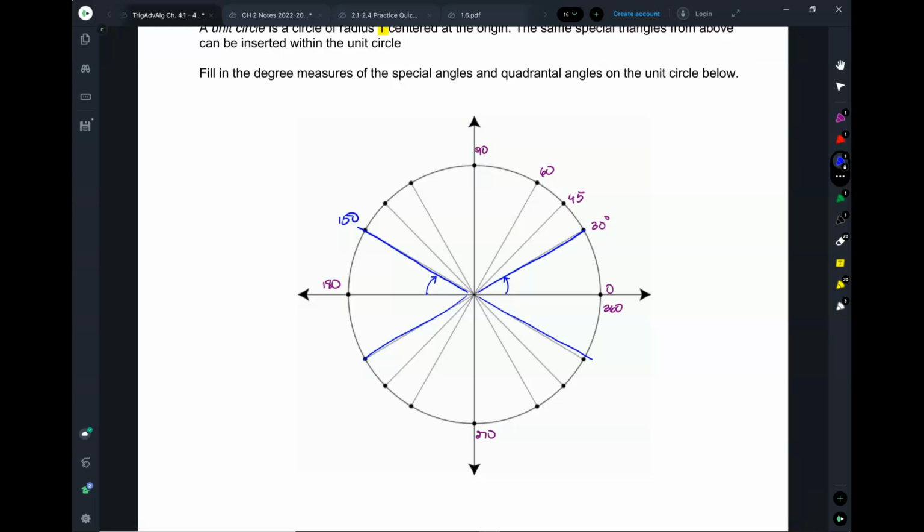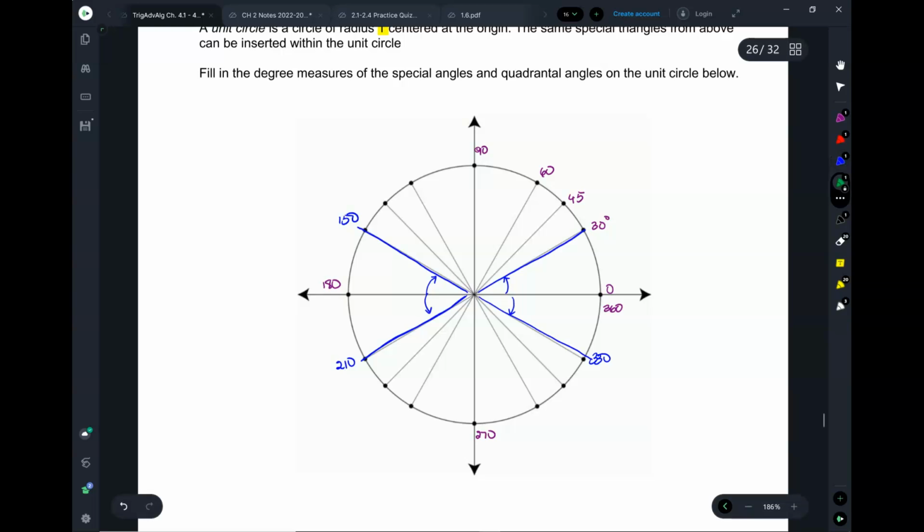So on this side, if this is 180, 30 degrees before that, that's 150. Do you see how that's working out? And then the next one here at the bottom, 30 degrees after the 180 is how much? 210. And then here, 30 degrees before the 360, that's 330. Okay? So that's how you can figure that out.